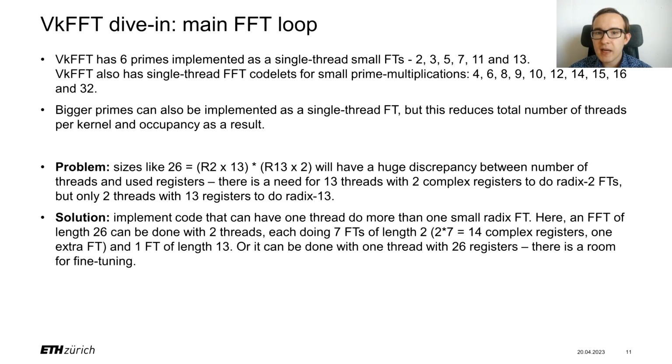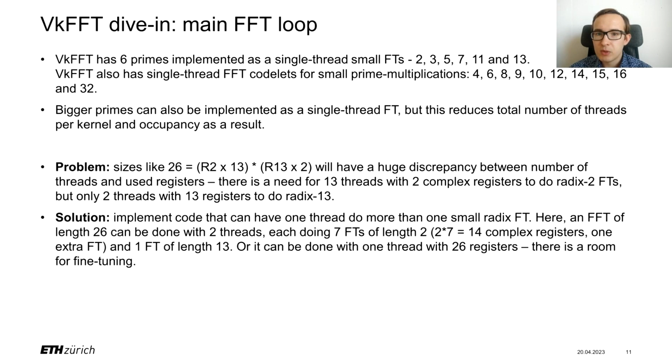VkFFT has 6 primes implemented as single thread small Fourier transforms: 2, 3, 5, 7, 11, and 13. VkFFT also has single thread FFT codelets for small prime multiplications, such as 4, 6, 8, 9, 10, 12, 14, 15, 16, and 32. Bigger primes can also be implemented as a single thread Fourier transform, but this reduces total number of threads per kernel and occupancy as a result.